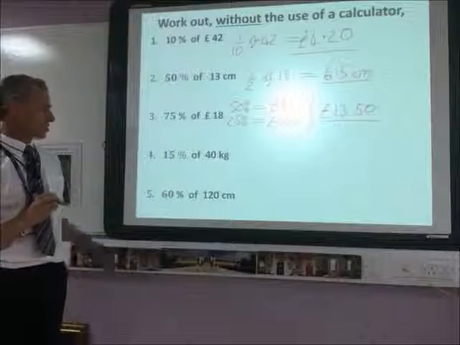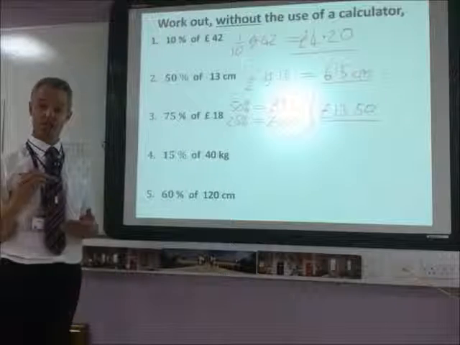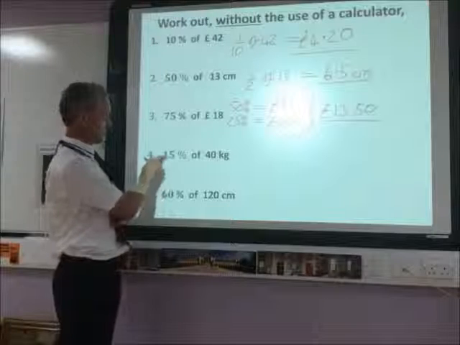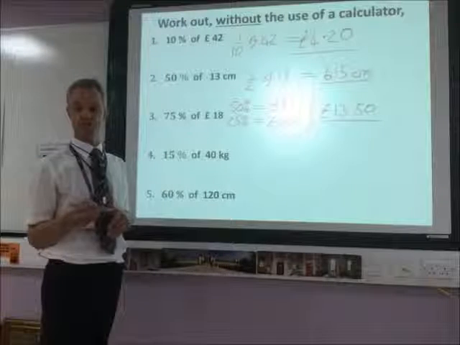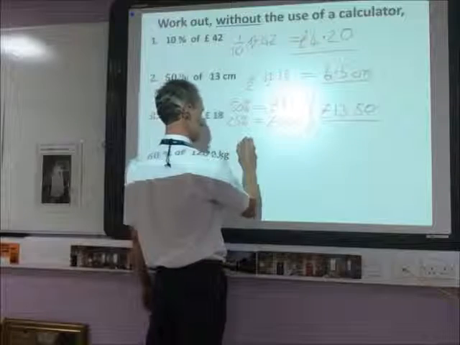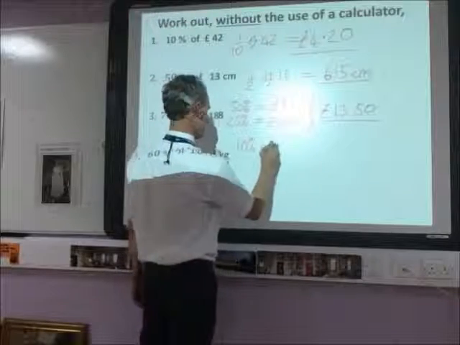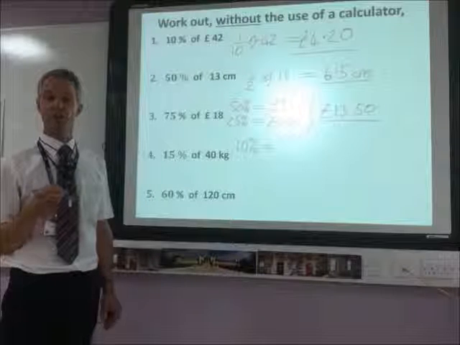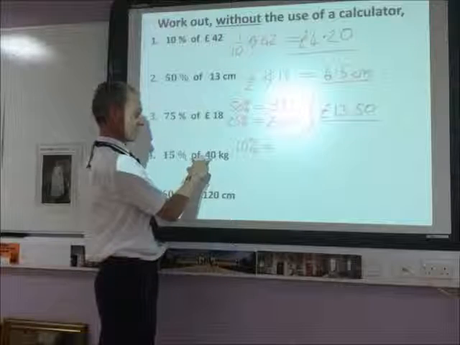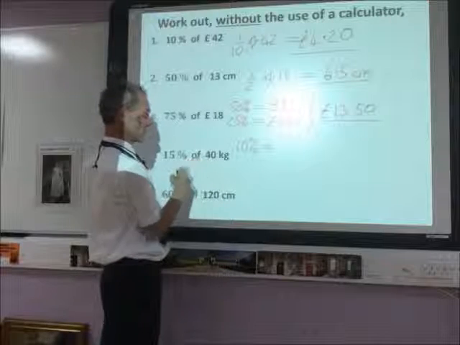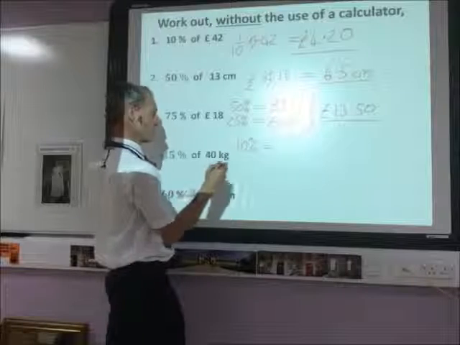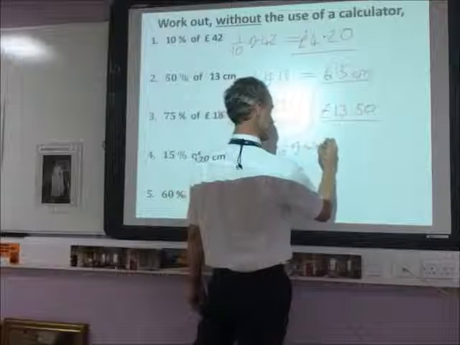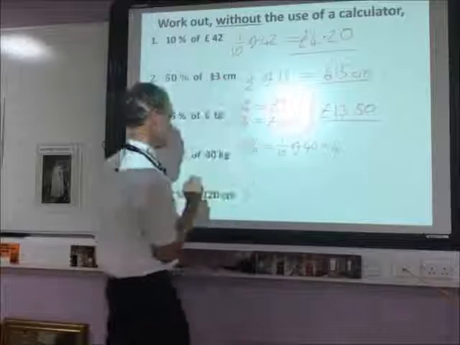And then on to question 4, so 15% of 40 kilograms. Again, this is another one where we can split it up into nice, easy percentages to work out. So 15, I can split that up into 10% and 5%. So let's do 10% first of all. 10% of 40 kilograms. We know from the very first question that 10% is the same as dividing by 10. A tenth of 40 kilograms means moving the decimal place one place to the left. So 1/10 of 40 will give us 4 kilograms.